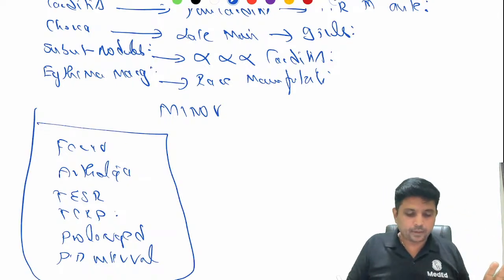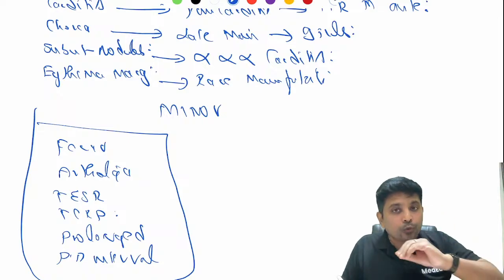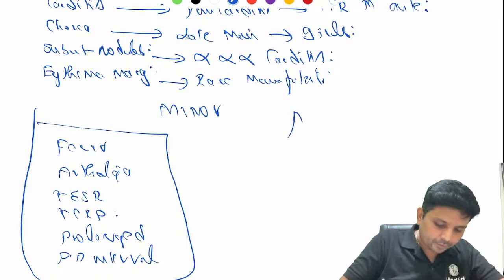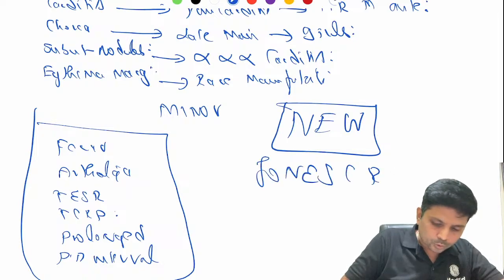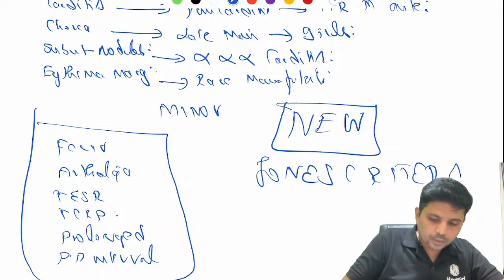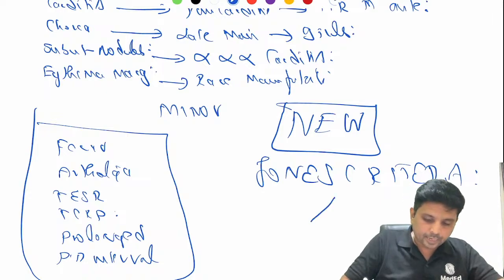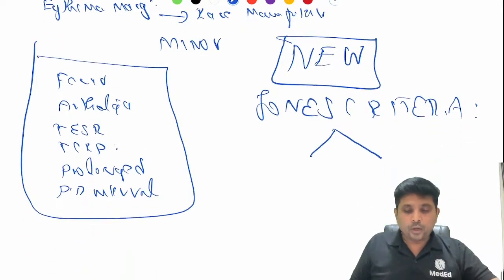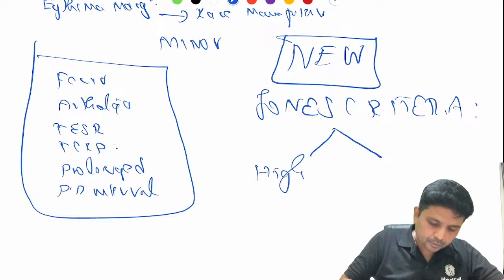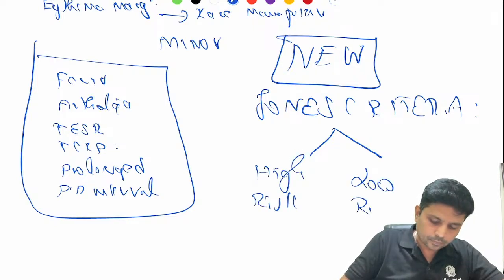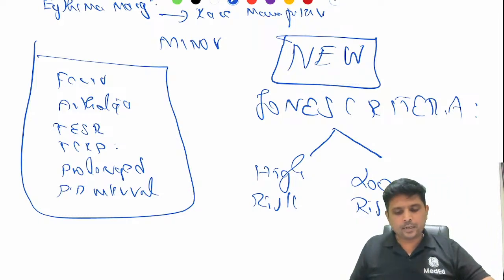But what is new with respect to acute rheumatic fever? What is new in Jones criteria? At present, the population of the world is divided into high risk and low risk.